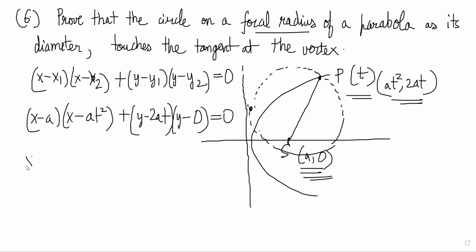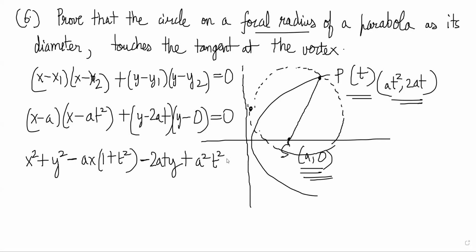So if I simplify this a little bit, I'll get x² + y². There's a minus ax, and minus at² x coming here, so minus a(1 + t²)x here. And from here, I'm getting minus 2aty. And there is no constant left over here, but there is a constant a²t² left over here, plus a²t² is equal to 0. This is my circle equation.